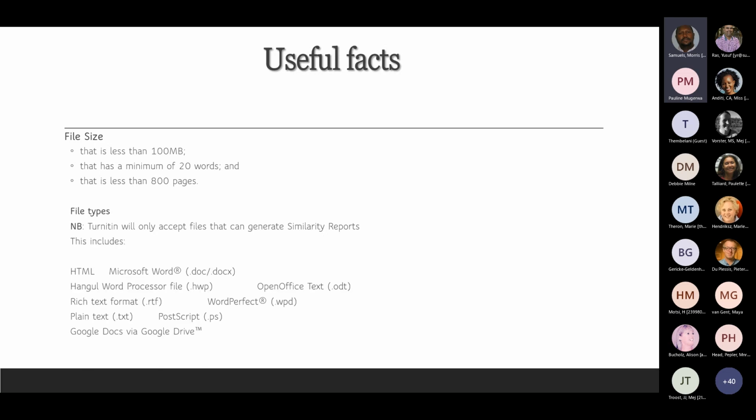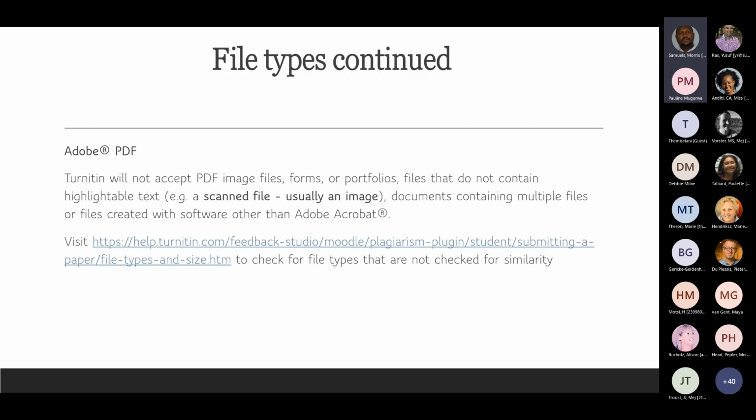And these are a few of those file types. Obviously a Word document, a standard Word document, an HTML document, and those are the other formats that Turnitin accepts, or that Turnitin can generate similarity reports for. The main reason behind the file types is that if there's any strange formatting that clashes with the Turnitin algorithm, then a report won't be generated. So just keep that in mind.